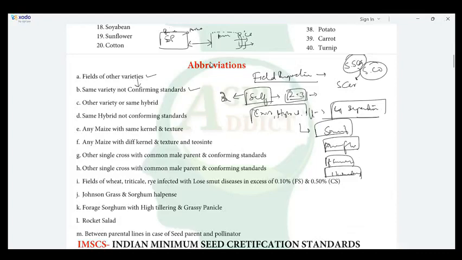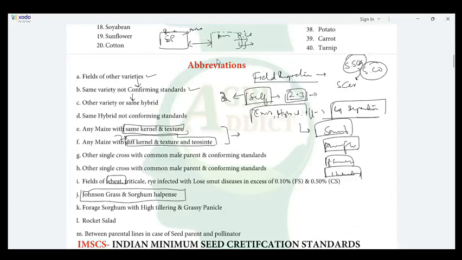It would be similar to the fields of other varieties, and the other varieties or the same hybrid, this is C, and same hybrid not conforming to standards. So these are the abbreviations. Out of this, many times I have seen questions on Johnson grass and Sorghum halepense, and also the fields of wheat, they will usually ask, and the different kernel texture and colour. This always creates confusion. They will usually ask what the isolation distance is for maize having the same kernel color and texture, and what isolation distance is followed for maize with a different kernel color and texture. So these are some confusing terms.